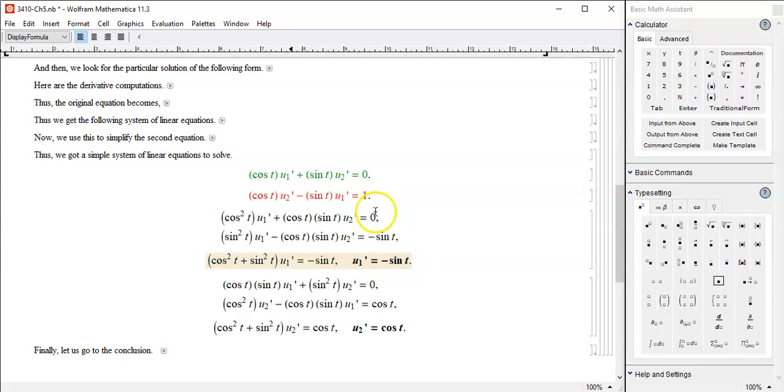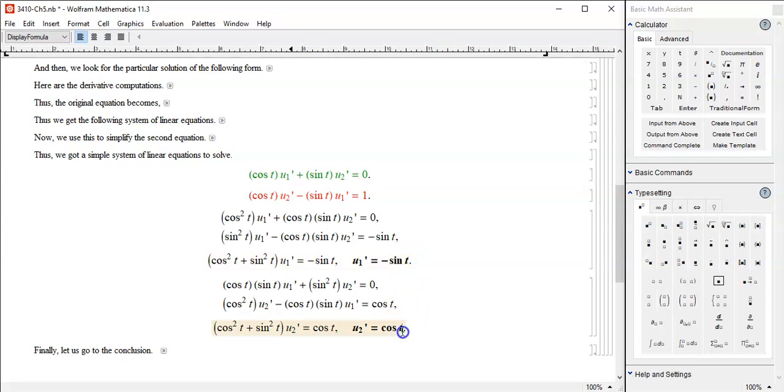Next, from here, multiply by sine of t. Here, multiply by cosine, and add them up. Multiply by sine, multiply by cosine, add them up. That'll kill the u1s, this one and that one. And then what do you have left here? Cosine squared plus sine squared times u2 prime is equal to cosine. This is 1, so what do you get? u2 prime is cosine. Finally, we have it.